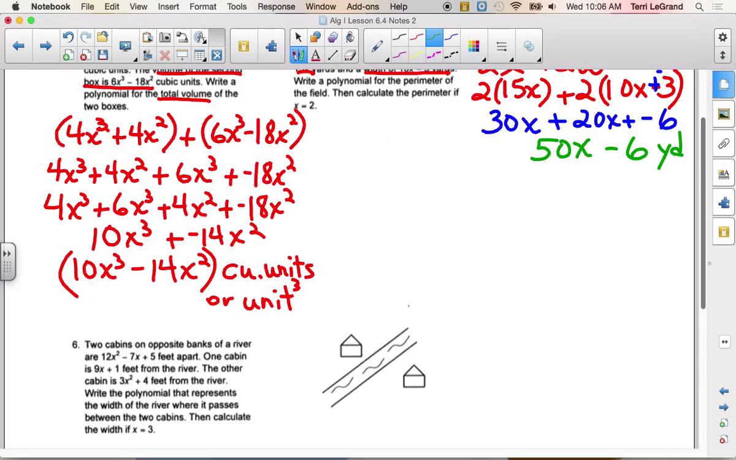Is that the way we're going to do it? You have to put this in parentheses. It isn't just 6 yards. It isn't 50x, take away 6 yards. It's 50x, take away 6. That whole expression is yards. So here's our perimeter, right here.